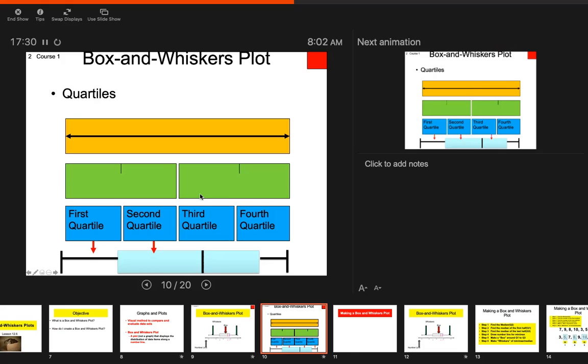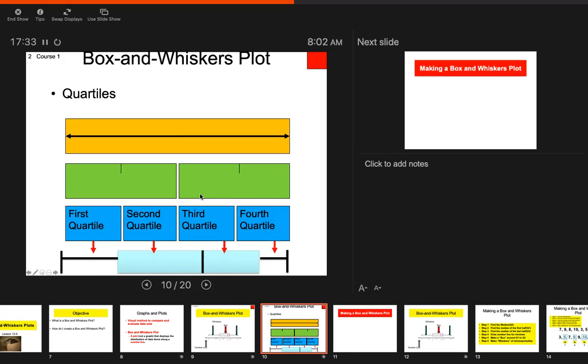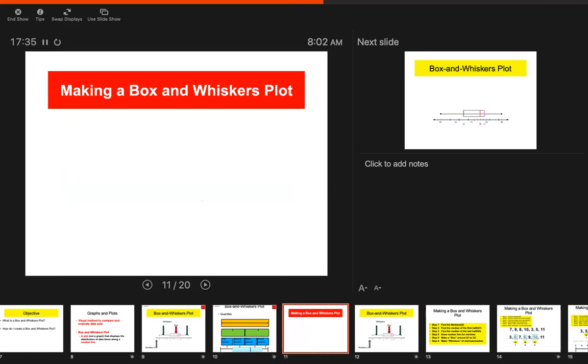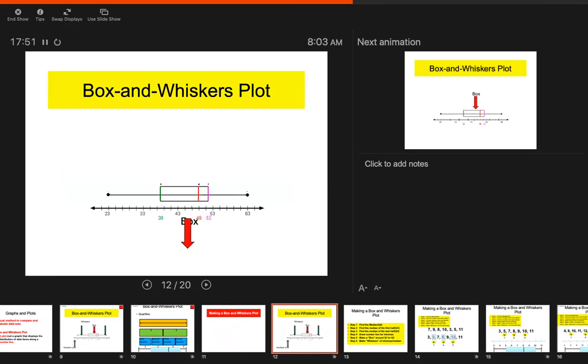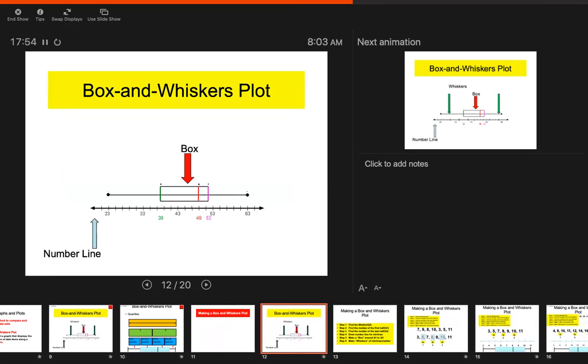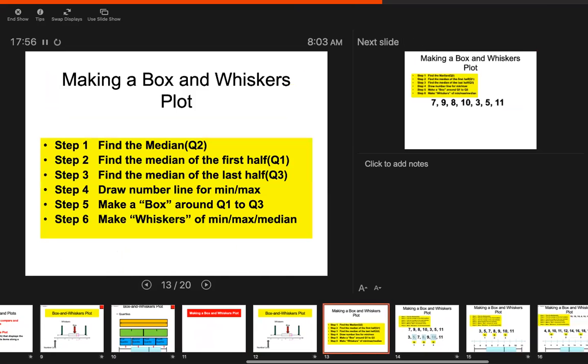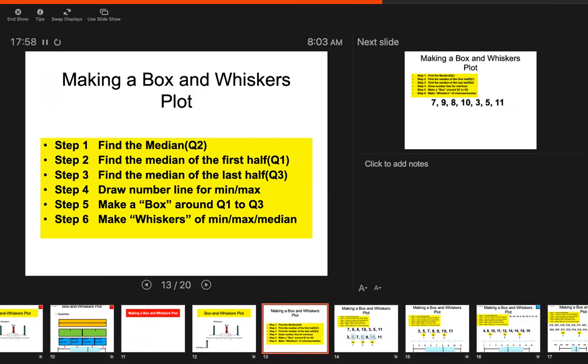All right. First quartile, second quartile, third quartile, fourth quartile. All right. Making a box and whisker plot. The instructions are on each. I said we're going to do 3 of them. There's a fourth one that was just for demonstration. Well, I'll show you one and then we'll do 3 together. The instructions are on each one. There are your instructions.